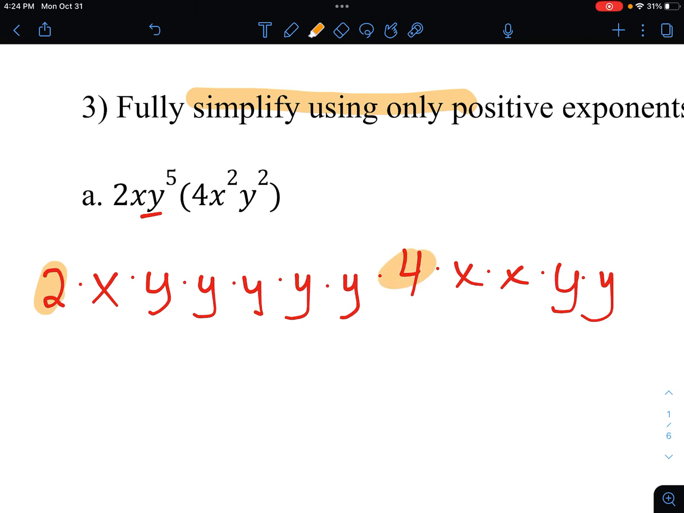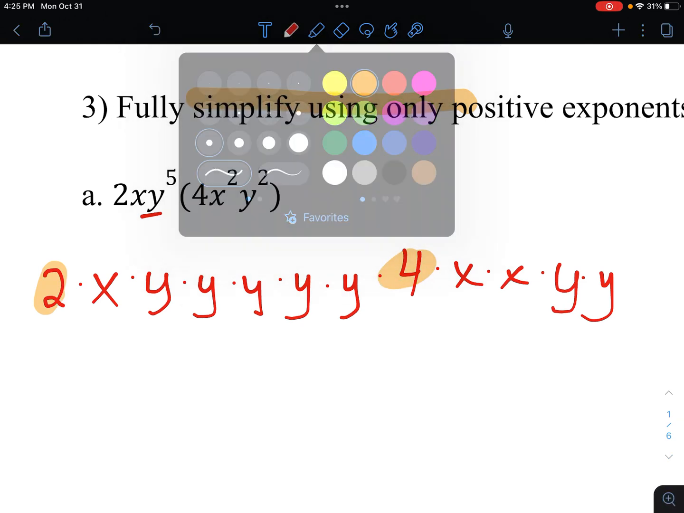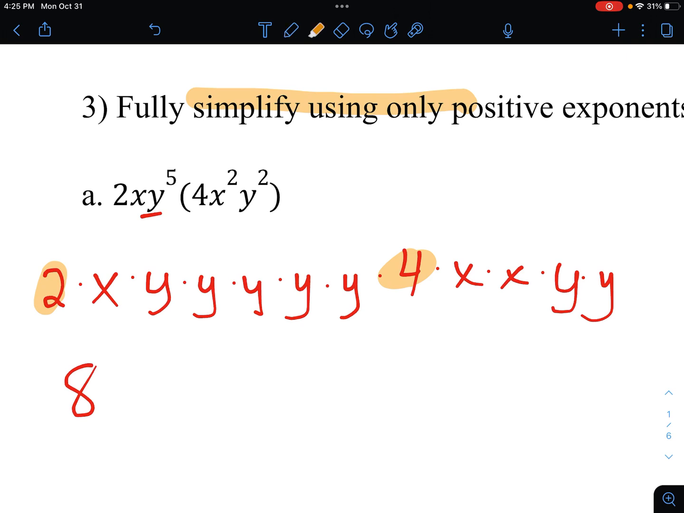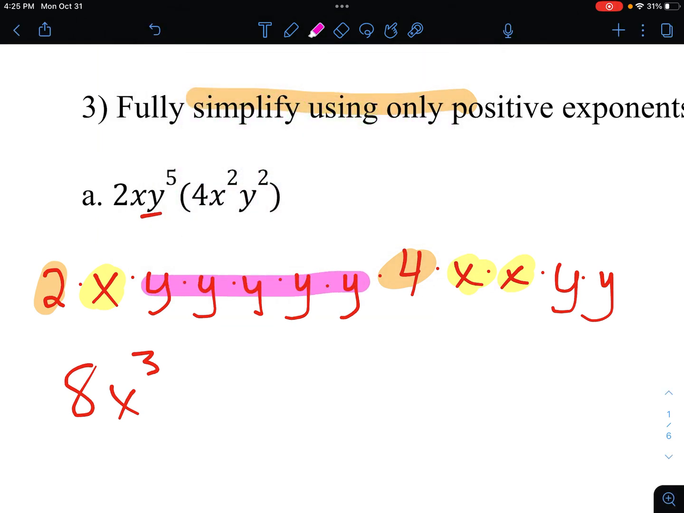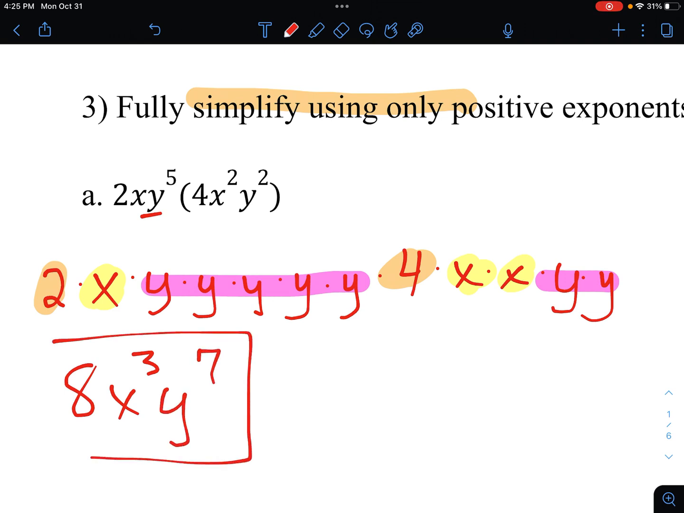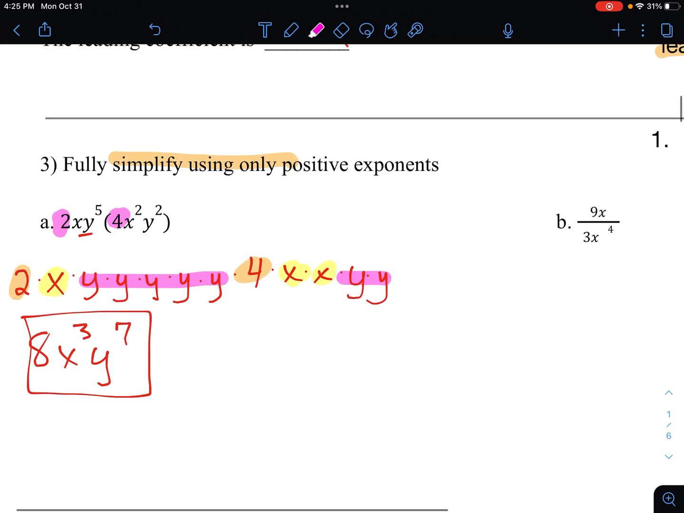So first, let's combine. We have the 2 and the 4. We can combine that. That's going to give us 8. Then we have our x's, right? We have 1x here, 2x, 3x. So that gives us x to the 3rd. And then we combine our y's, right? Which is 1, 2, 3, 4, 5 plus 2. So then we get y to the 7th, right? Notice here we multiply our coefficients, right? So we multiply 2 and 4. We don't add those. But then we add the exponents, all right?